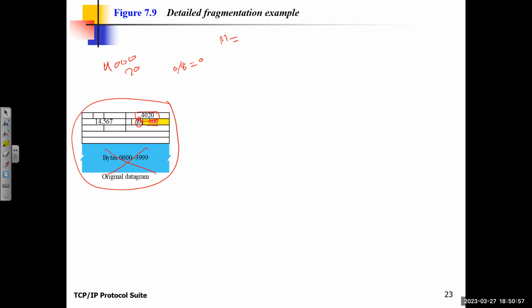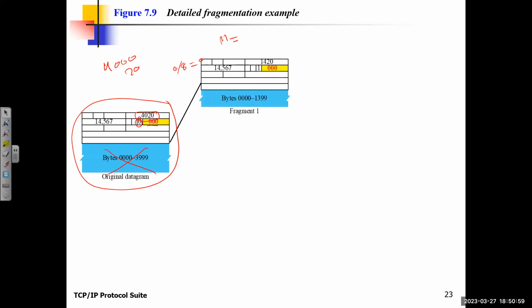Now we divide. Remember, we divided into 3 packets. So what is the first one? Can you tell me the first fragment? The first one, how many? I'm sending 1400 plus 20. Why do I have 1 here? Because there is more. Right. Okay. Why is it 0, 0, 0?